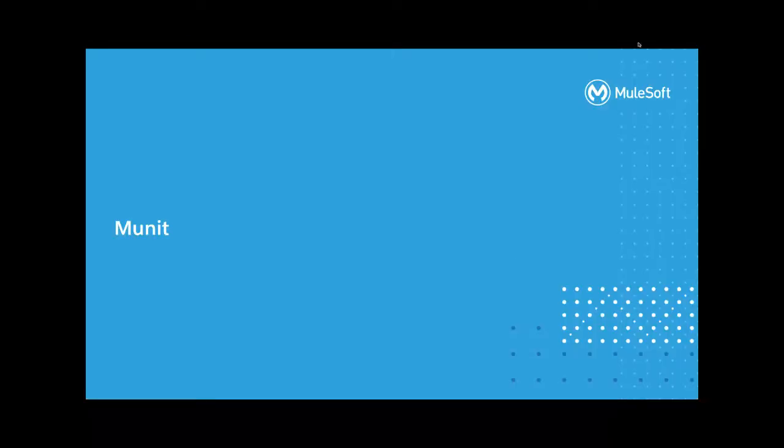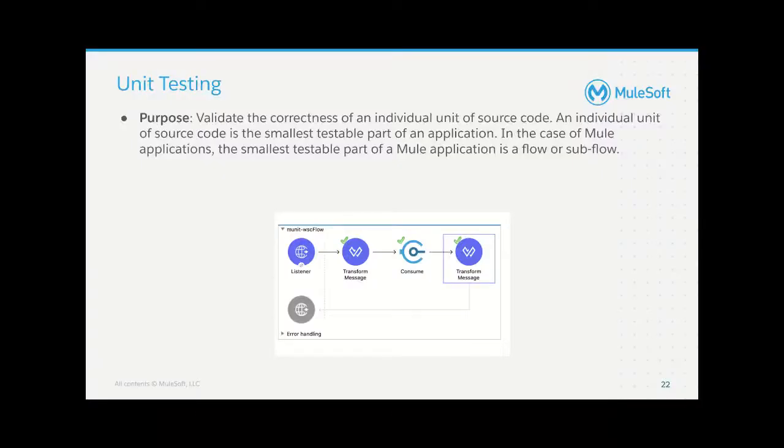Okay, now I will speak at a high level about the MUnit. MUnit is basically a framework by MuleSoft to address mainly the unit testing, right? The purpose of the unit testing, as we discussed earlier, is to validate the correctness of individual units of code. Every individual unit of code should be tested, and we think about the testable unit as the smallest testable part of your application. The smallest part could be a processor, a flow, or a subflow, regardless. It's just the smallest unit of testing.